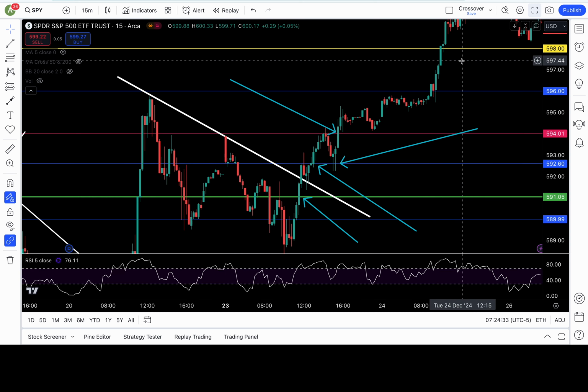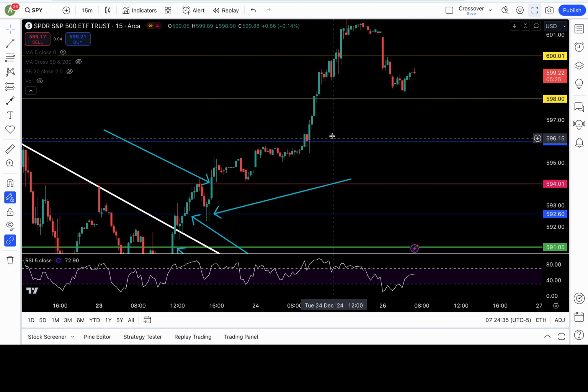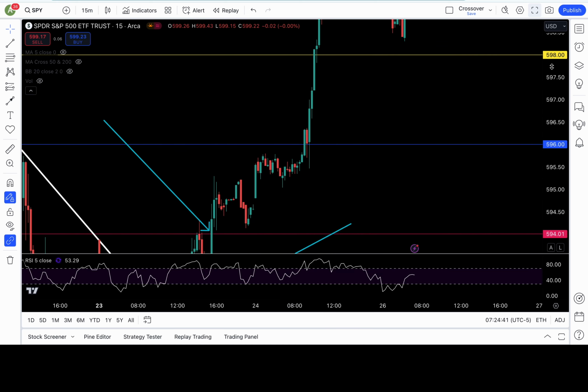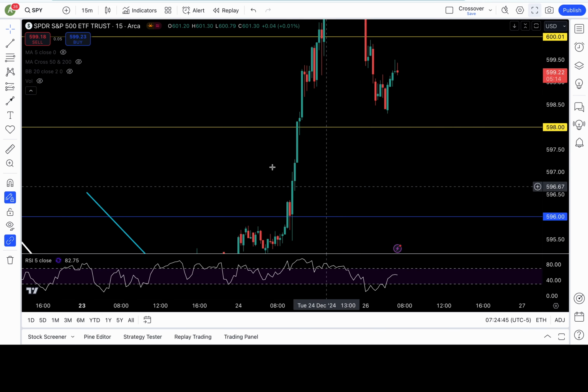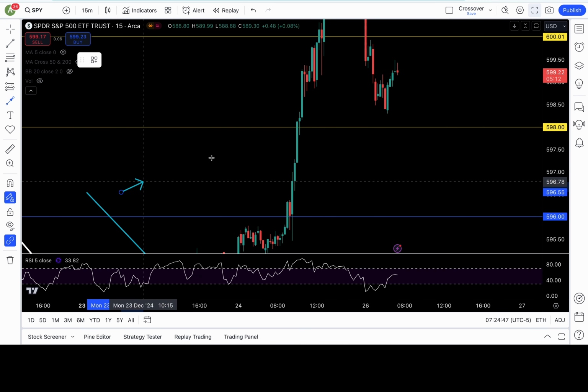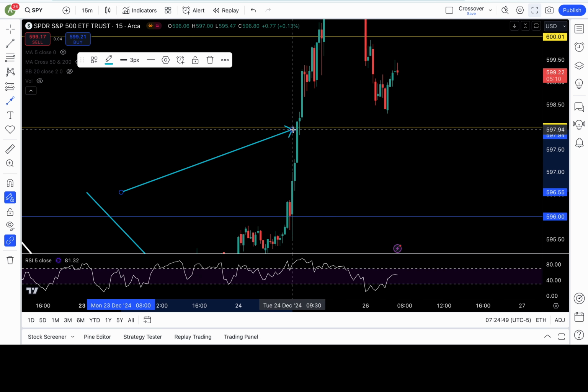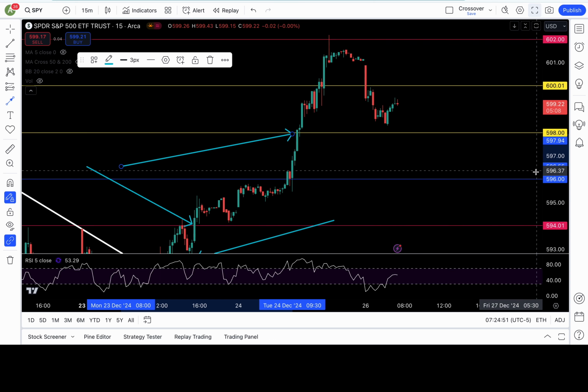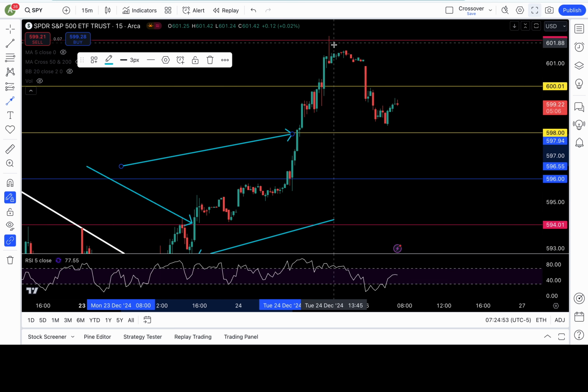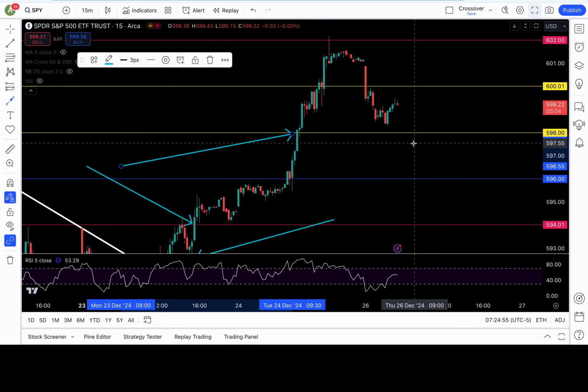And what happened the next day on Christmas Eve? I had a 596 level. You guys can see it opened above 596. It stayed above 596. No official close below on the 15-minute chart. Stayed above 596. Clear. I had a 598 level. Cleared 598 on the 15-minute chart, and it continued upwards. I had a 602 level. Went around 602 before pulling back. And now here we are.